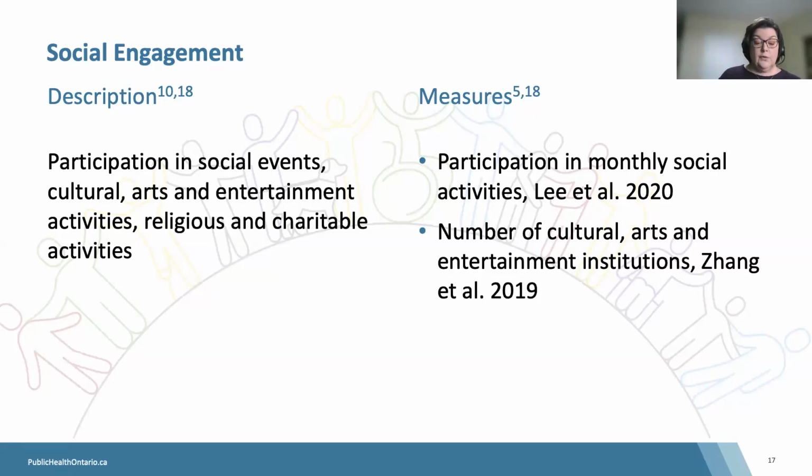And there were 2 studies here that measured social engagement, and Lee et al. measured it as regular participation in a number of types of social activities. So religious activities, socialization activities, leisure or charitable activities. And Zhang et al. actually measured it a little bit differently. In addition to measuring cultural arts and entertainment institutions, Zhang et al. measured broadband internet access and voting rate, which is a proxy for civic engagement. So a much broader, slightly different measure of social engagement there.